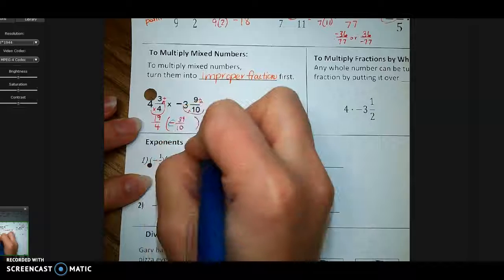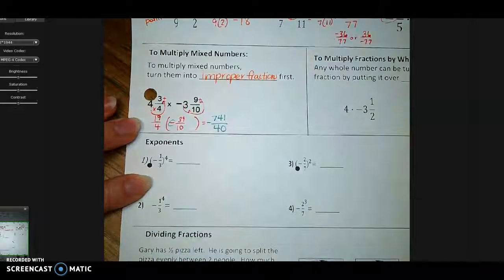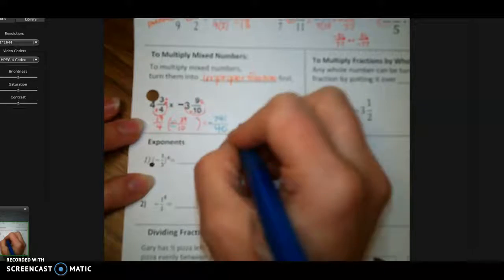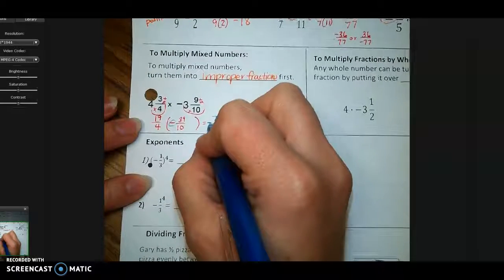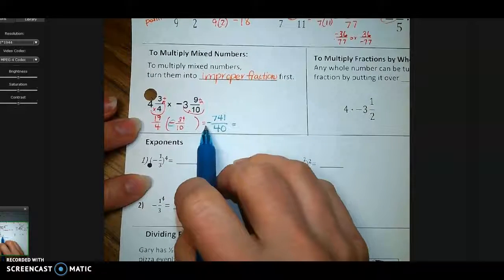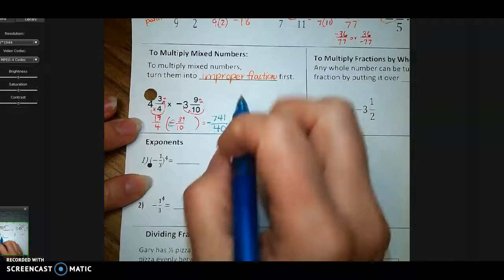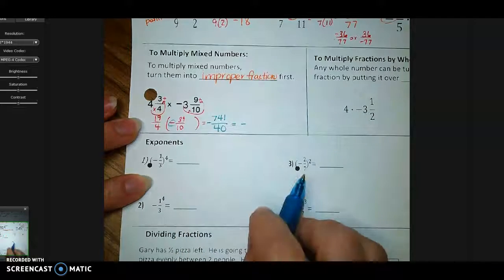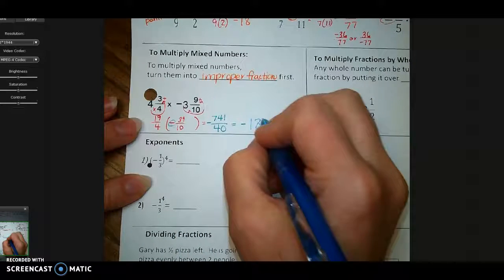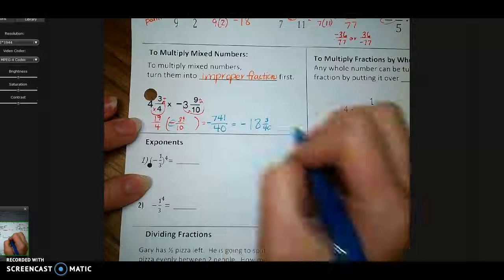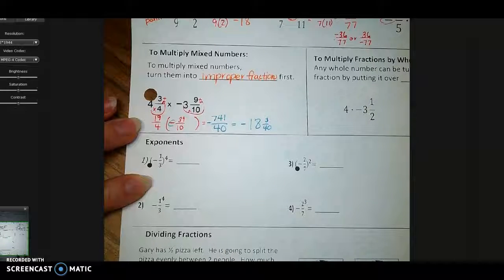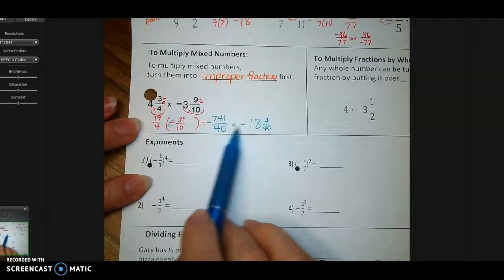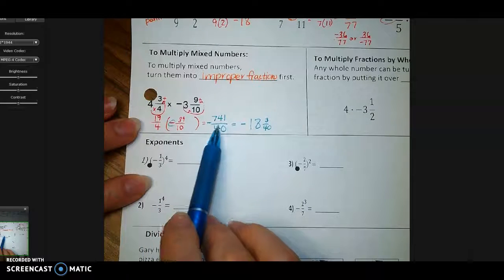Because I only have one negative symbol, my answer is going to be negative. When I change that back out, the biggest problem I see is that kids tend to lose this negative right here when they turn it back into a mixed number. But I need to keep that negative. That's going to be negative 18 and 3/40 when I get done. You might want to stop and pause and try to do this yourself and see if you get the same answer as me.